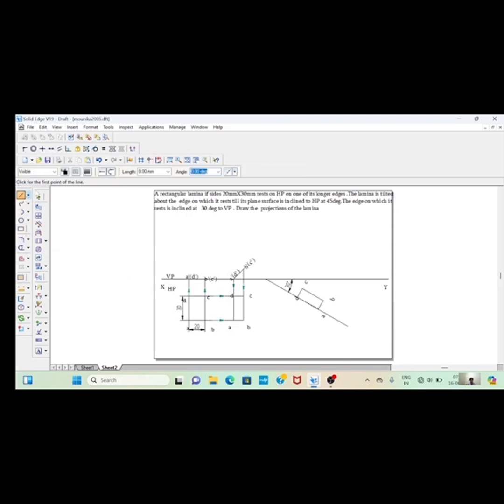Now take a normal line, project the points from all the sides, A to A dash, B to B dash, C to C dash, and also from D to D dash. Go to trim option and trim all the lines which are not required.